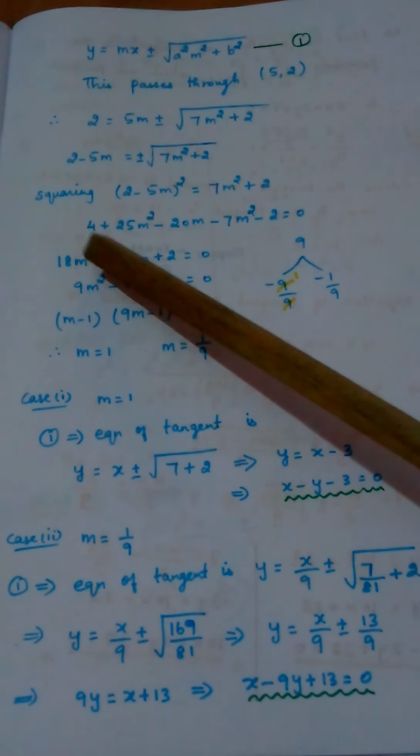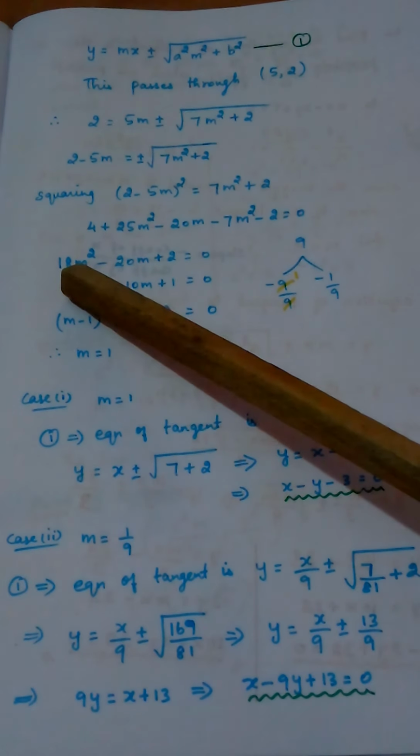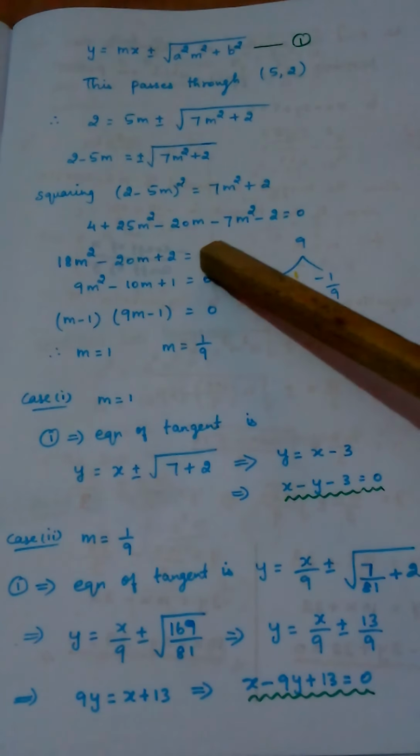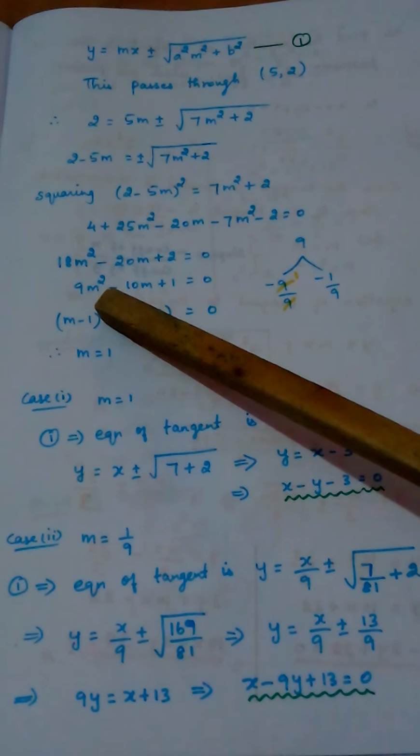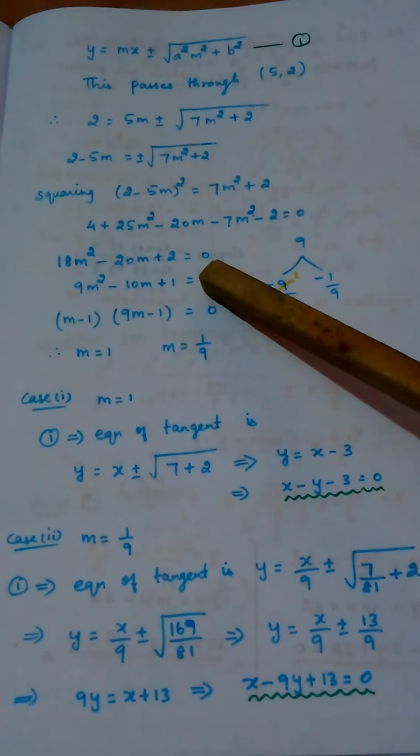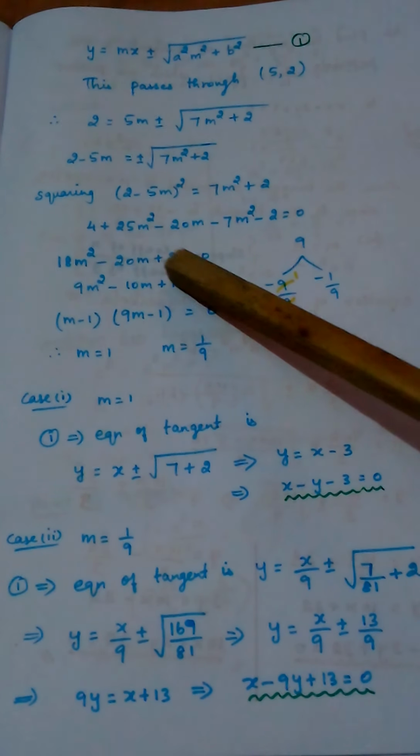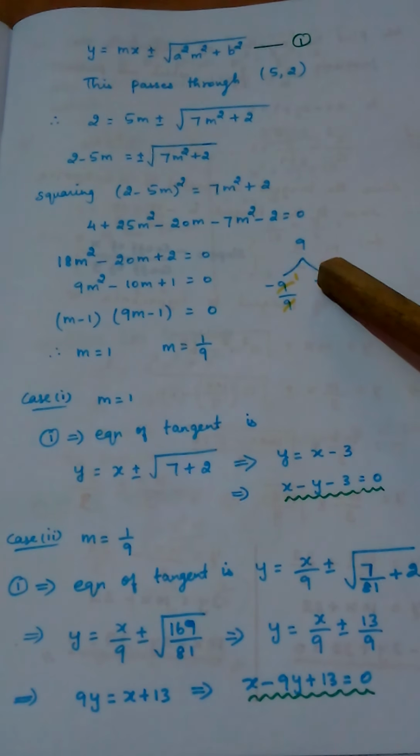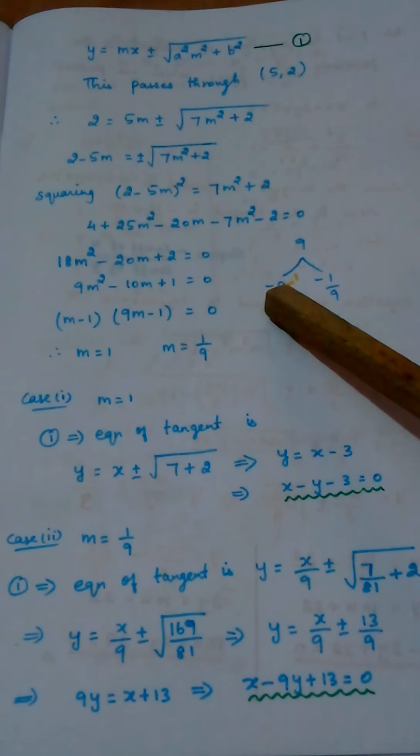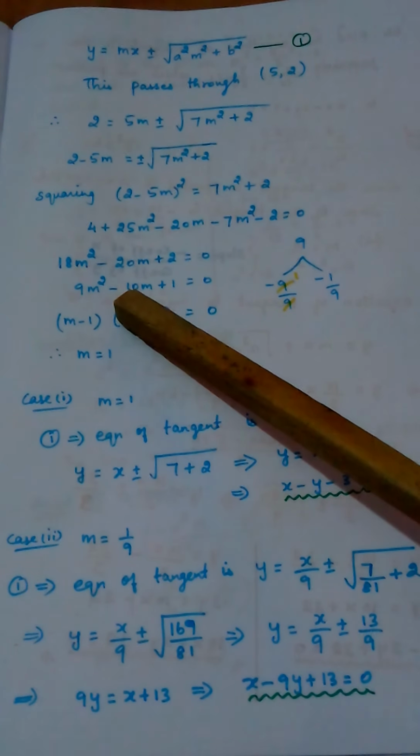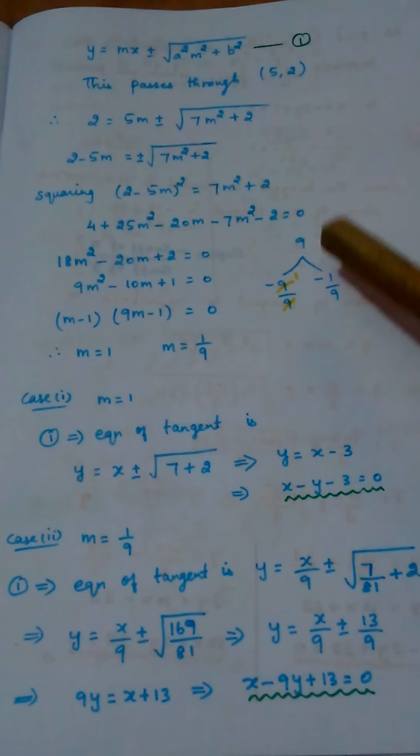Dividing this equation by 2, because all are multiples of 2 and the right hand side is 0. So I am writing 9m square minus 10m plus 1 equal to 0. Factorize: 1 into 9 is 9, splitting 9 into minus 9 and minus 1. What is minus 9 minus 1? Minus 10. Minus 9 into minus 1 gives 9.